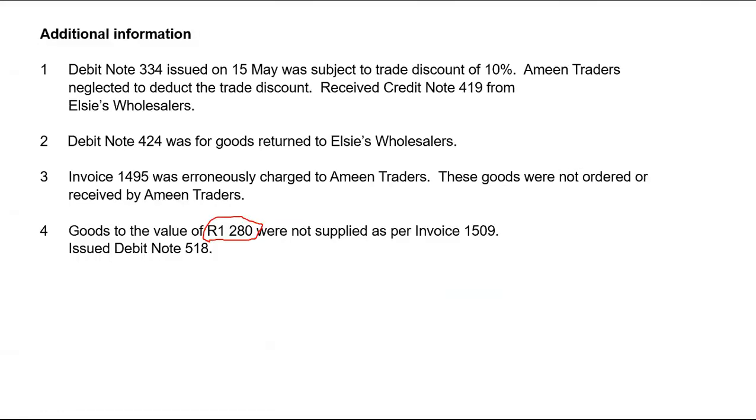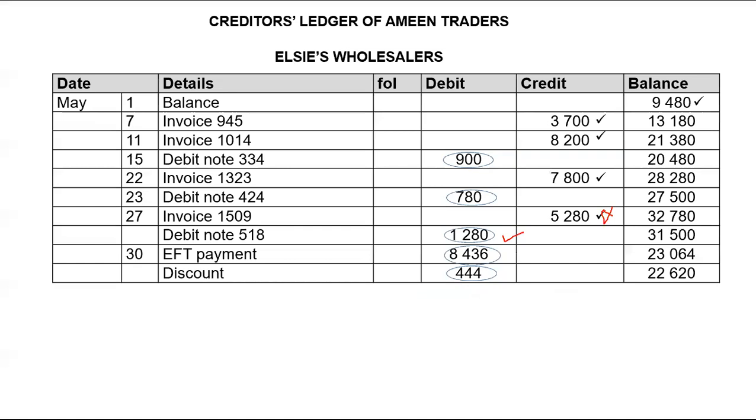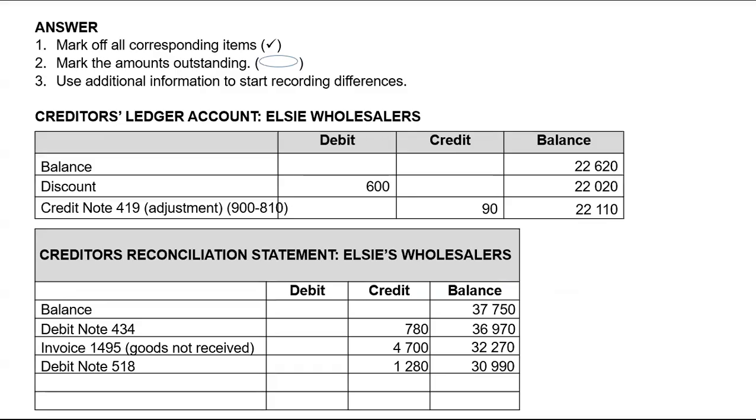And when you look at the things, everything that we circled in the statement, we tackled it. But we have not tackled everything that is circled in our creditors ledger. That 8,436 is not there in the statement, and that discount of 444 is not there in the statement. So we're going to put them in the statement. And how do we put them in the statement? By recording them in the creditors reconciliation statement.